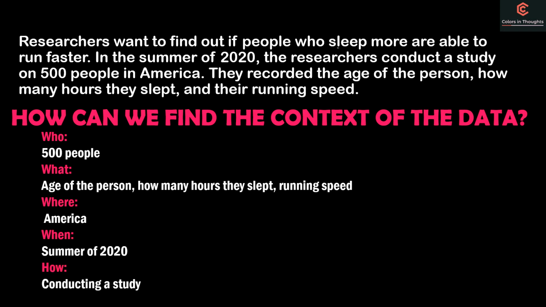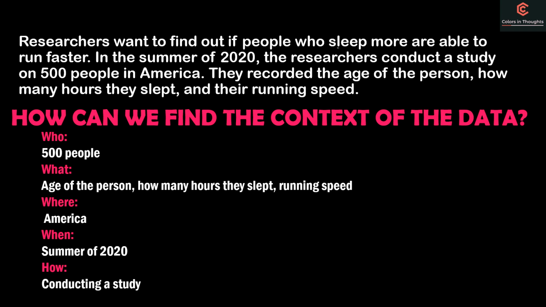Now that we have learned how to find the context of the data, let's do some practice. Data will not be given to us in the form of a table at all times. There will also be times when we will need to find the context of the data from the description of the data. Here is a description of the data. Researchers want to find out if people who sleep more are able to run faster. In the summer of 2020, the researchers conducted a study on 500 people in America. They recorded the age of the person, how many hours they slept, and their running speed.